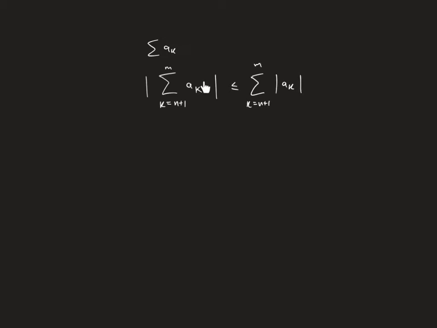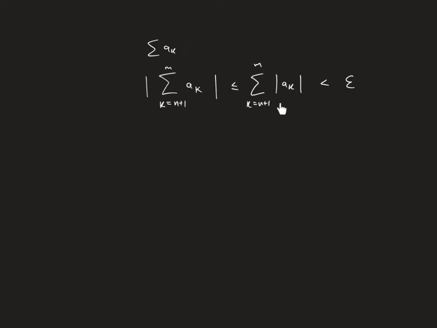So if we want to bound this thing by epsilon, it suffices to bound this thing by epsilon. Okay, so it's not necessary, right? Bounding this thing is going to be stronger than bounding this thing in general, but it would suffice to bound that thing. So if we can make this guy less than epsilon, then we can make this sum less than epsilon. Okay, so this is called the test for absolute convergence.